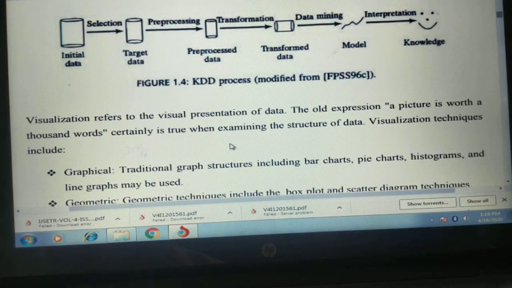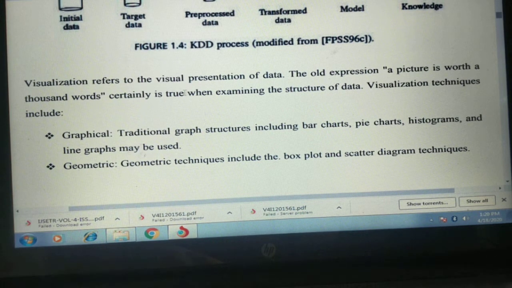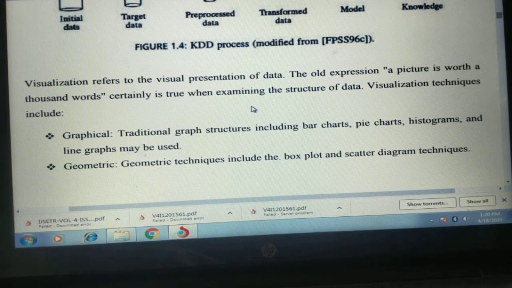So visualization is a very important part of data mining. Visualization refers to the visual presentation of data. The old expression is that a picture is worth 1,000 words. It means if we present a picture, we don't need to provide other information to help understanding. Certainly this is true when we are examining the structure of data.